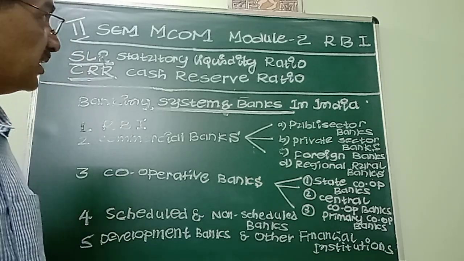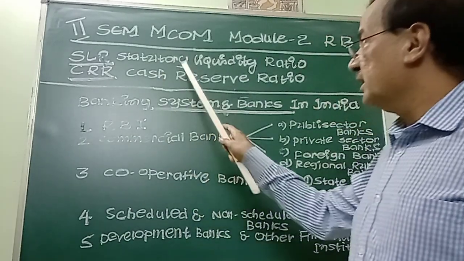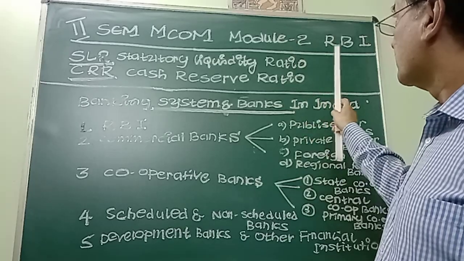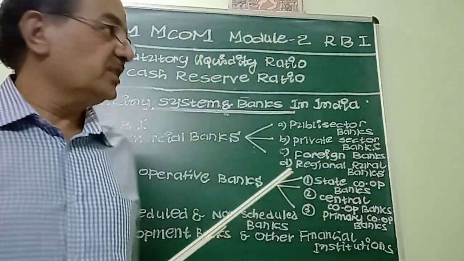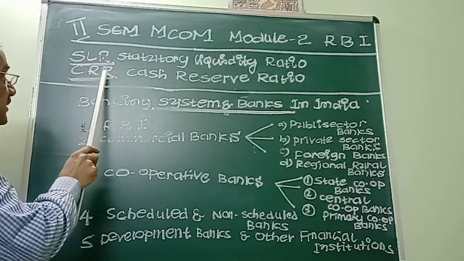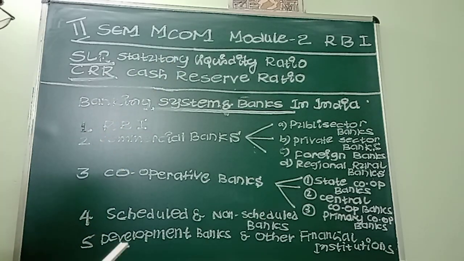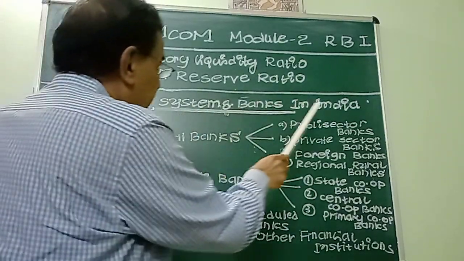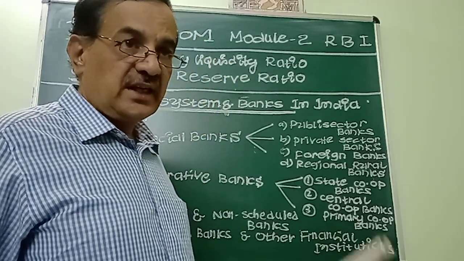My dear students, today we have to learn two important concepts for second semester MCOM, module 2, the second chapter, RBI. The two concepts are statutory liquidity ratio and cash reserve ratio. After that, let us proceed to banking system and banks in India as per the curriculum of second semester MCOM.